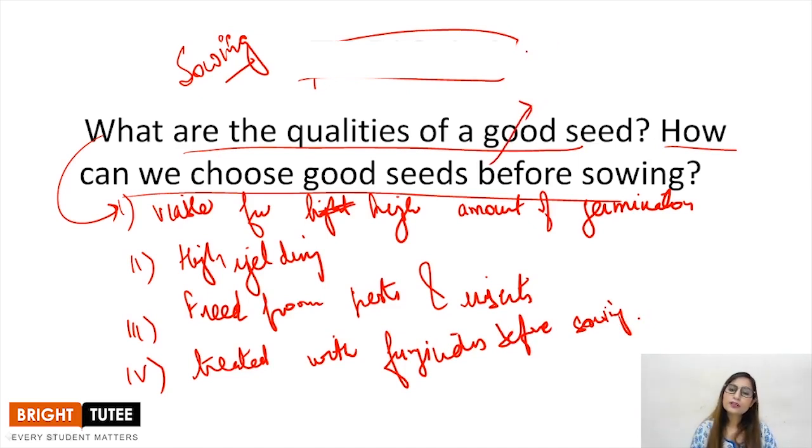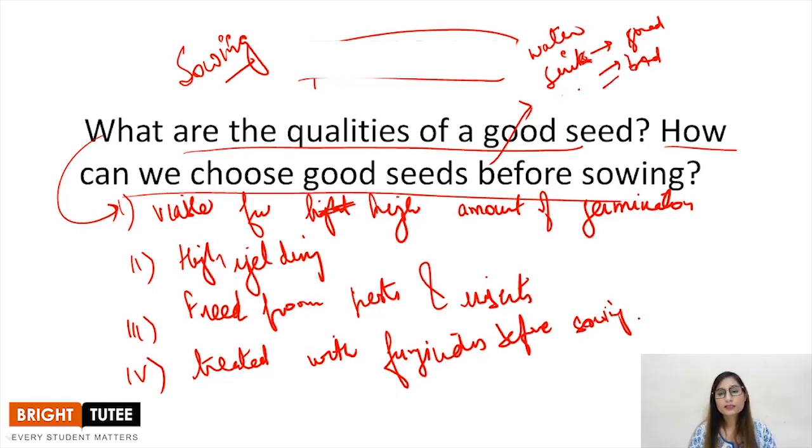Now, how can we choose good seeds before sowing? Basically, here you have to treat them with water. You try to sink them. The sunk seeds are good because they are heavier. They are not hollow. While the bad seeds, which have been eaten by microorganisms, will float on the surface of water because they are hollow and much lighter as compared to water. So this is how we choose good seeds before sowing, and the qualities of good seeds are this.